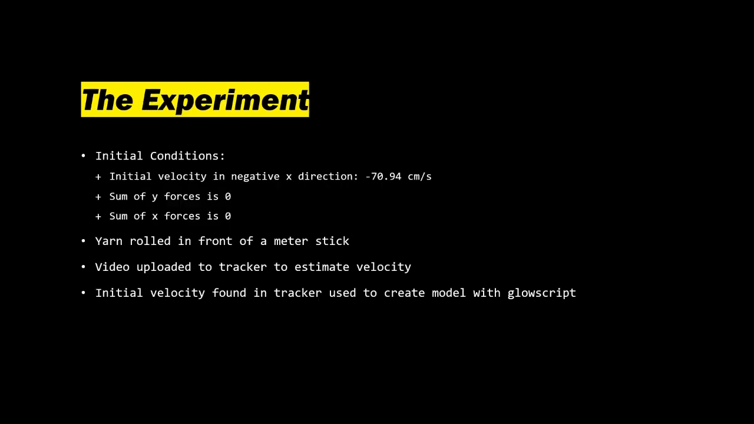And then for the experiment, the initial conditions were an initial velocity in the negative x direction, which I found to be negative 70.94 centimeters per second using Tracker. The sum of the y forces is 0, and the sum of the x forces is 0. The yarn rolled in front of a meter stick as a point of reference for Tracker. I uploaded the video to Tracker to estimate the velocity, and the initial velocity that Tracker found I used to create a model with GlowScript.